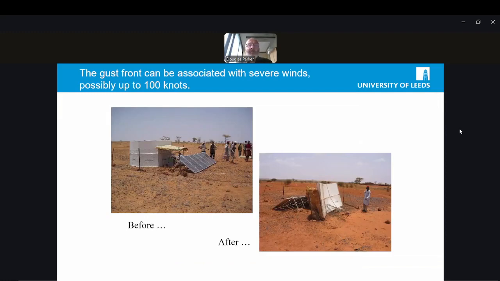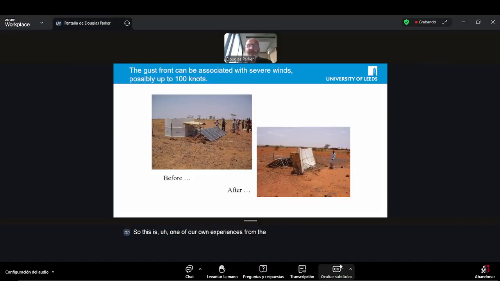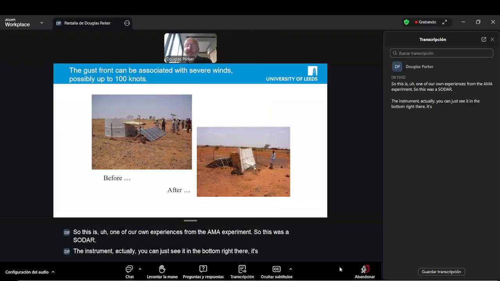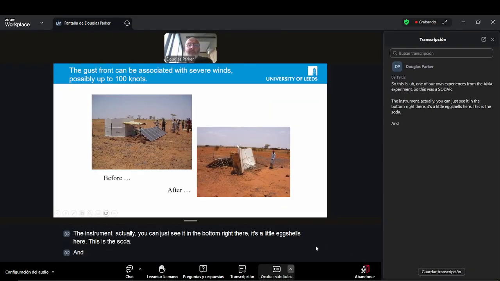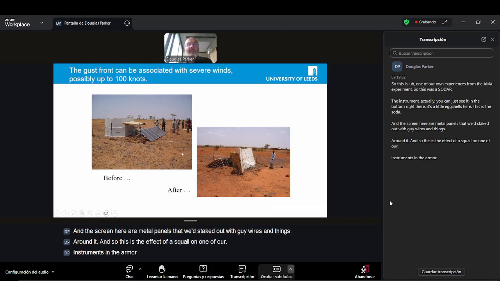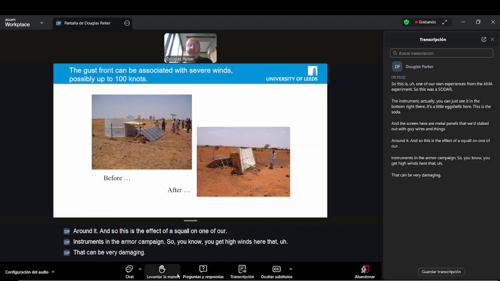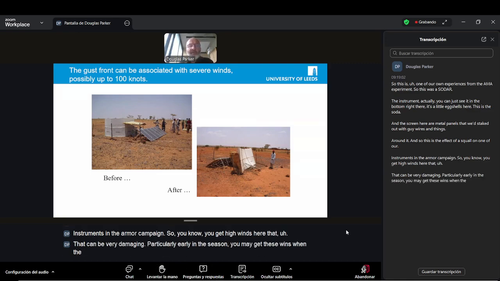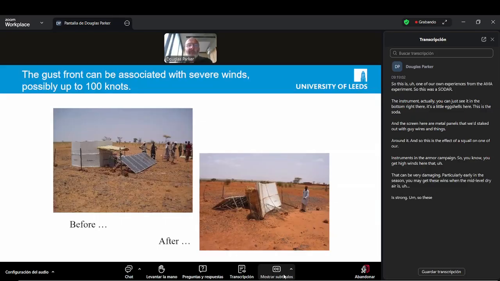So this is one of our own experiences from the AMA experiment. So this was a SODAR. The instrument, actually, you can just see it in the bottom right there. It's little eggshells here. This is the SODAR. And the screen here are metal panels that we'd staked out with guy wires and things around it. And so this is the effect of a squall on one of our instruments in the AMA campaign. So, you get high winds here that can be very damaging. Particularly early in the season, you may get these winds when the mid-level dry air is strong. So these low-level winds and gusts are dramatic in terms of the local meteorology.